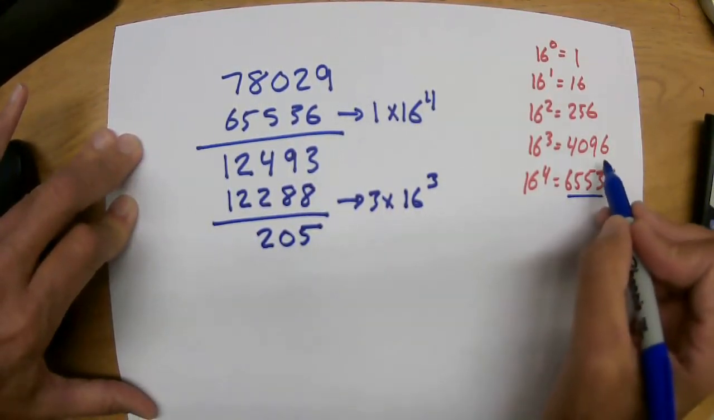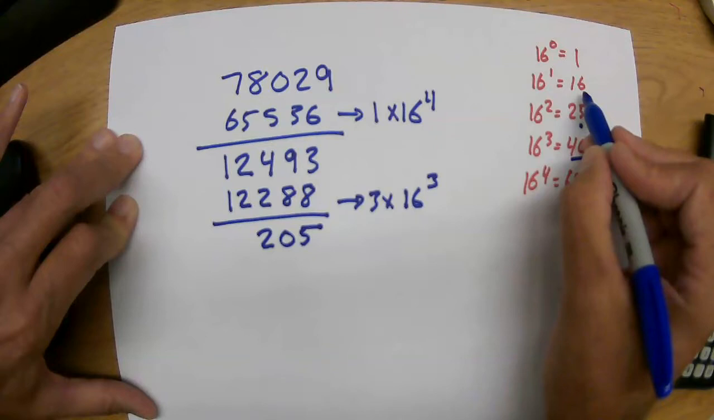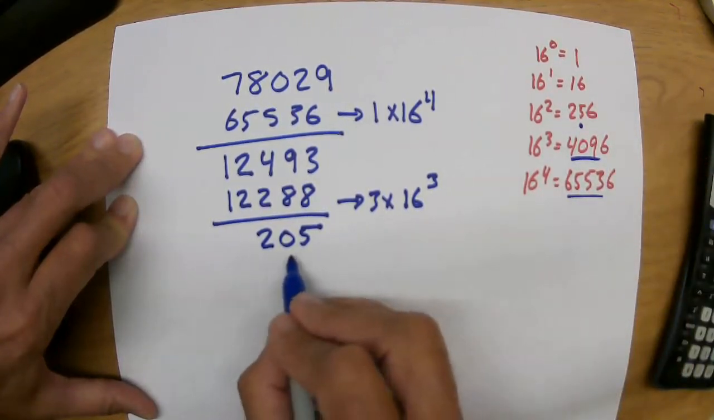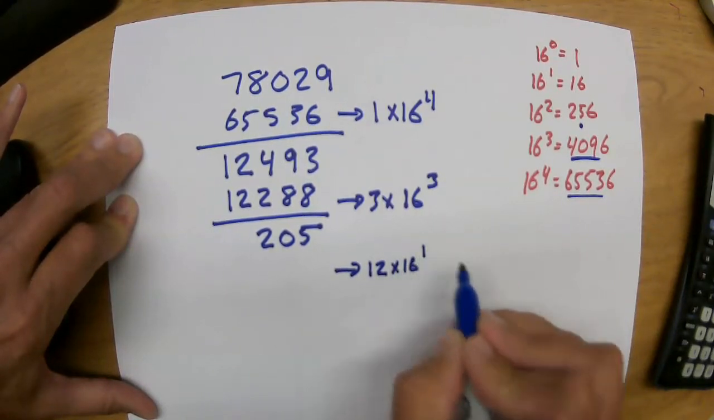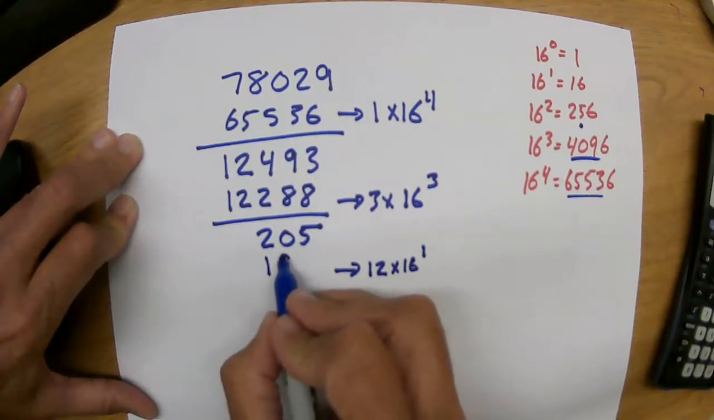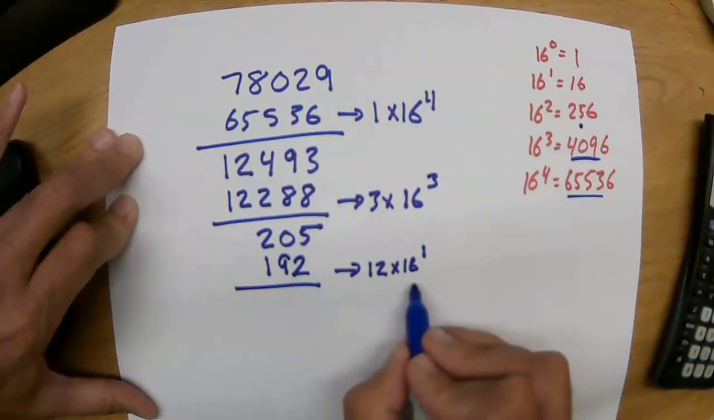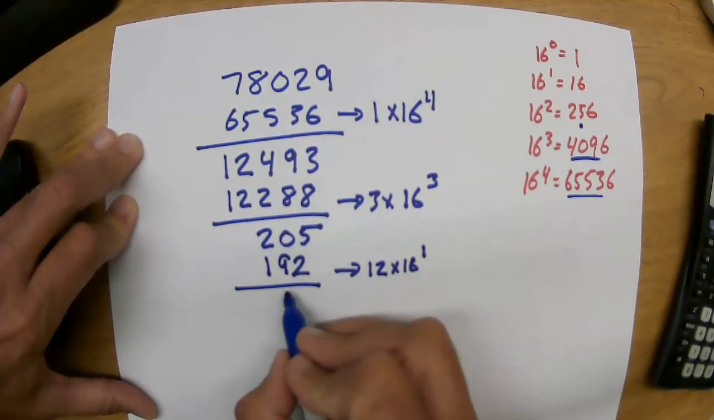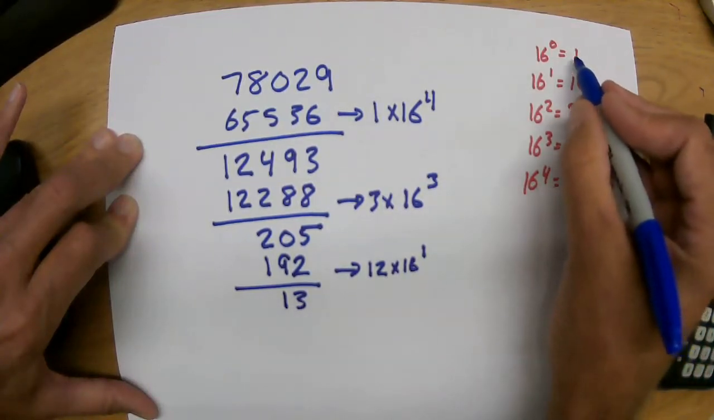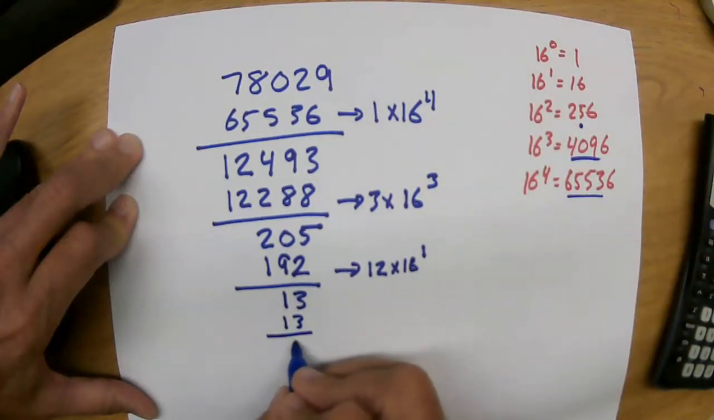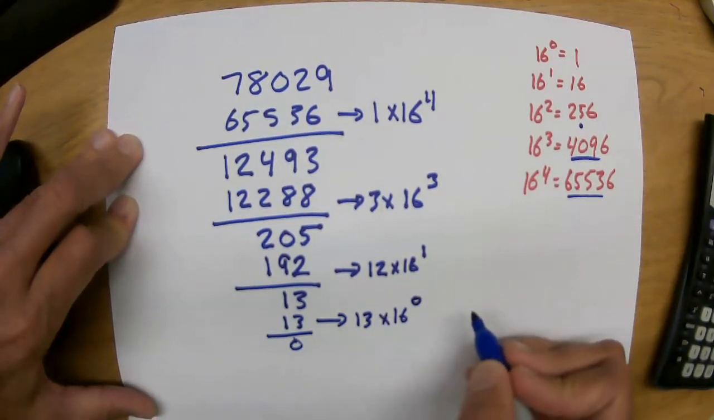And then, we can't take away any 256s, but I can take away 16s. How many? Well, I can take away 12 16 to the 1st powers, and that is 192. And then we'll subtract one last time, and I get 13. And 13 is 13 times 16 to the 0th power. So subtract that.